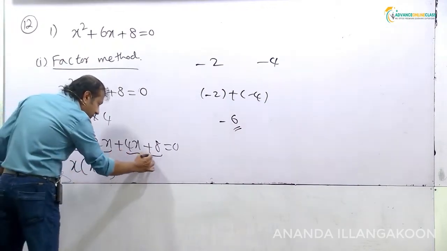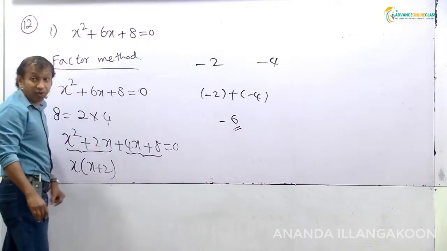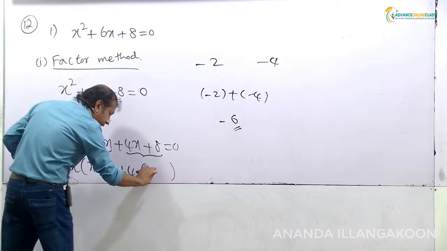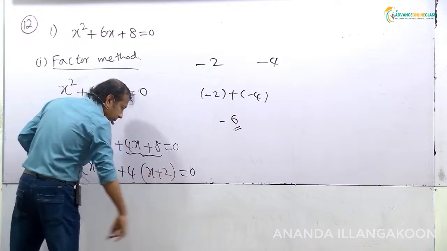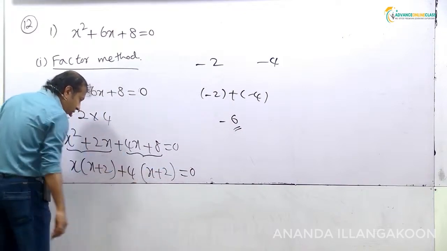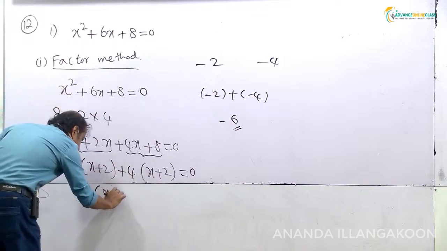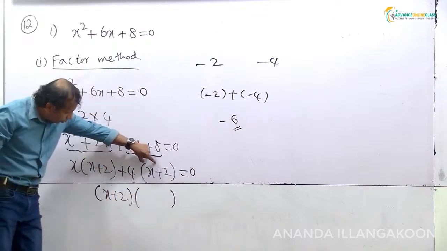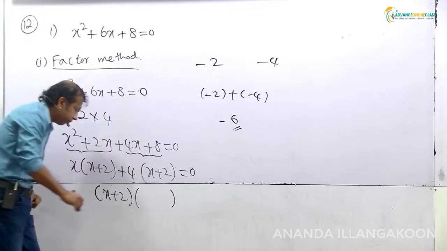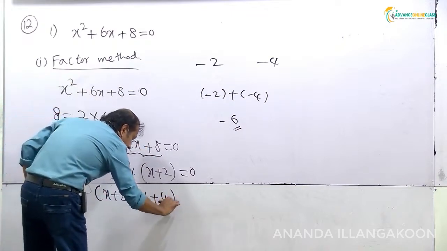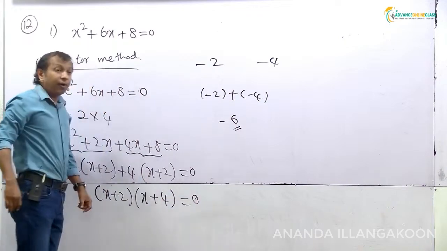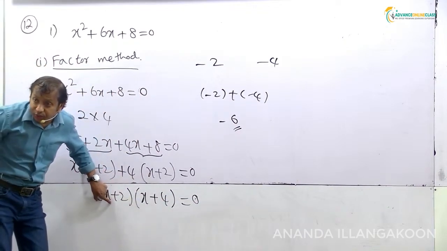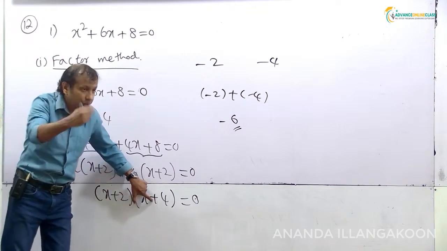For these 2 terms, what is common? 4 is common, plus 4. With the plus sign, take 4 out. What do you get there? Again x plus 2. Here x plus 2, here x plus 2 is common. Take x plus 2 out. What do you get there? x plus 2 here and x plus 2 here when you take out: here x, here plus 4, equals 0. Now what do we do? For this product to be 0, we can say either this is 0 or this is 0. Then we get 2 solutions.